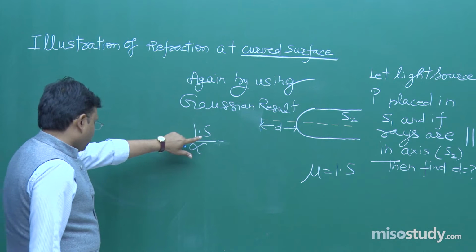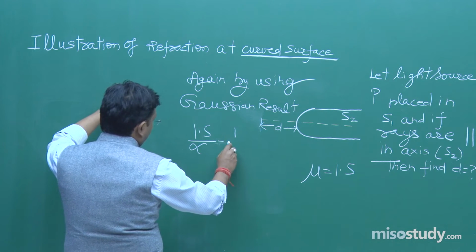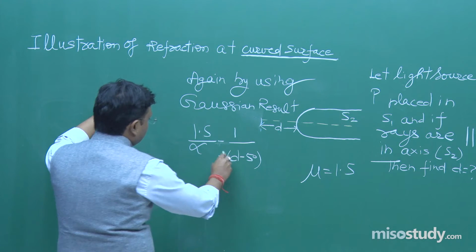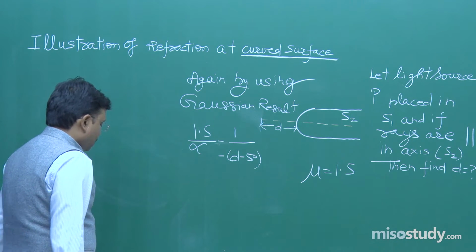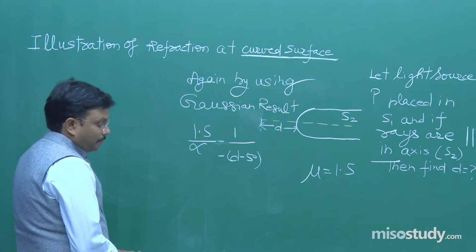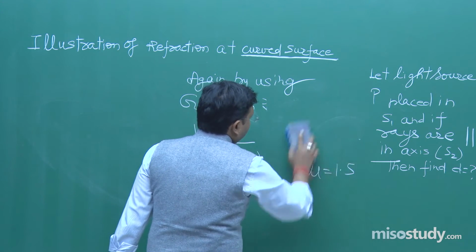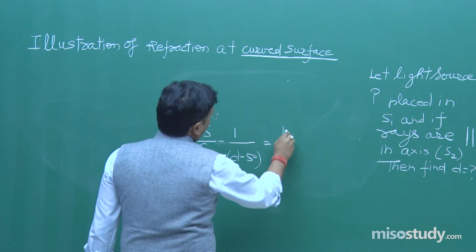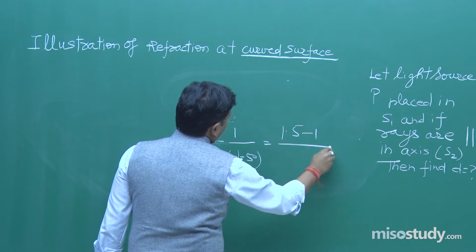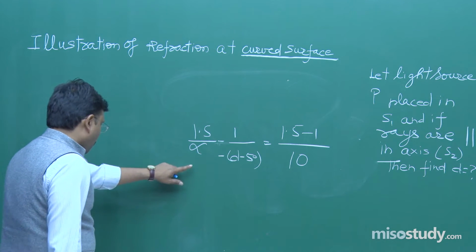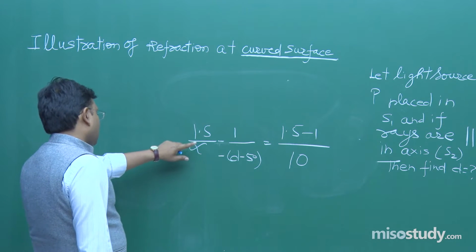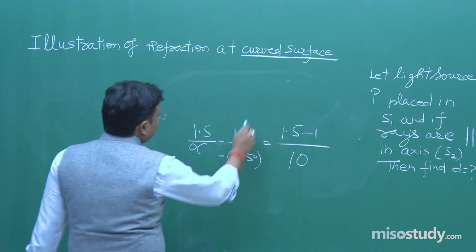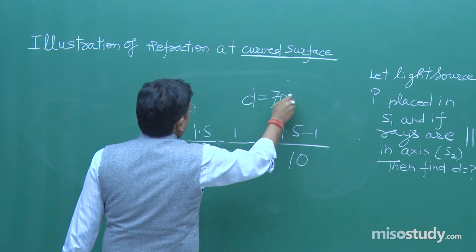now the refractive index of the outside medium, that is 1, upon D minus 50, with the minus sign, is equal to 1.5 minus 1 upon 10. Now, once you solve it, you will get V2 equal to infinity, as I used. Once you have solved it, what you will get? You will get D equal to 70 centimeters.